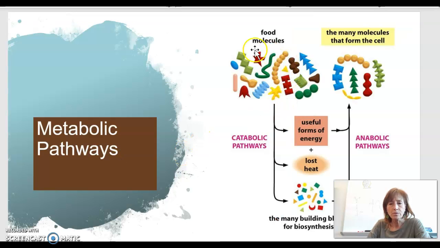So again, metabolic pathways. We take in food, we break it down, and we can get some useful form of energy out of it, usually as ATP. Some of that energy may not be useful, but may be lost as heat. In the end product, we produce lots of little building blocks to make other stuff. And then we go the other direction, and in this anabolic pathway, we have to add in energy to create larger, more energy-rich molecules at the end.